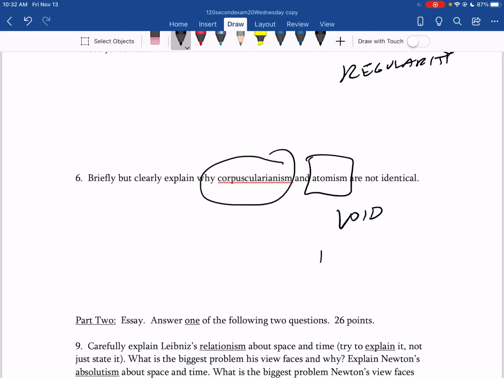And the idea of indivisible bits of matter. Indivisible, sorry. It's hard to talk and spell at the same time. So Descartes is a corpuscularian, but not an atomist. He denies that there could be a void, and he denies that there are indivisible bits of matter.